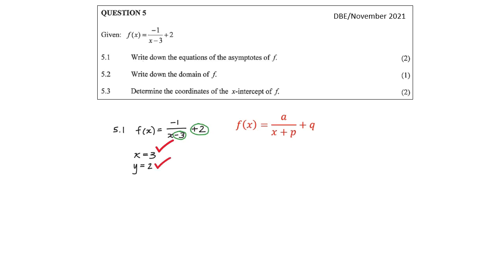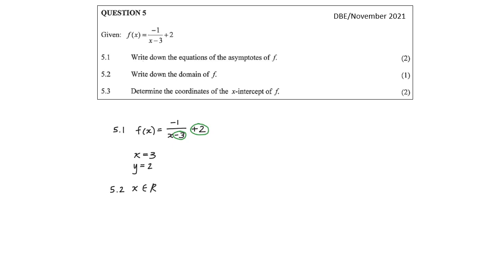Remember that it's not sufficient to just write 3 and 2. You need to write the equations. Question 5.2. Write down the domain of f. Domain is all the x values for which this function is defined. And you can put any x value into this function's equation and it will give you a defined answer except x equals 3.